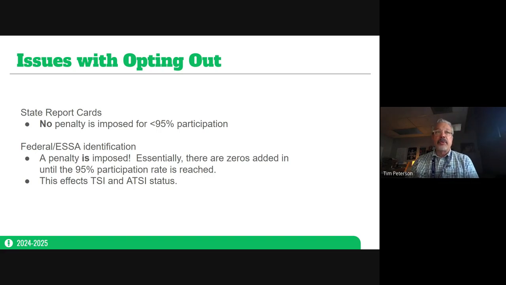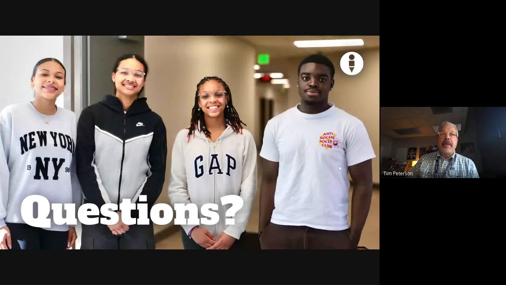Now, we don't have any high schools with ATSI status, but I do know that each and every one of the high schools has a TSI, typically for our Black students, that identification. And so we need to be careful and watch that. Participation is one way that we can encourage folks to actually not get that penalty. So a couple different issues with the opting out piece.